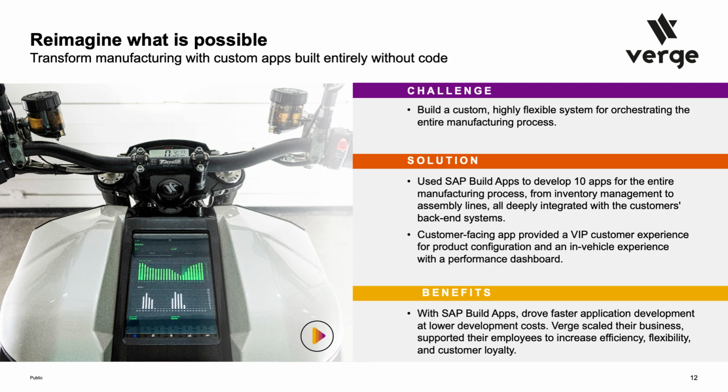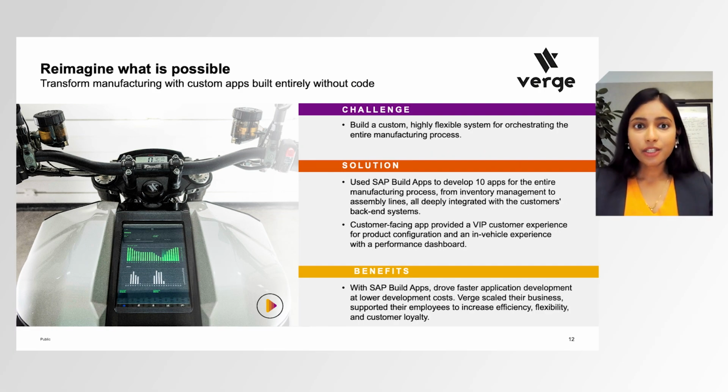Now that we have had a good introduction to SAP Build Apps, let's see how our valuable customers are using our product. Verge, an electric motorcycle manufacturing firm, has been transforming their manufacturing sector with custom apps built entirely without code. They used SAP Build Apps to develop 10 applications for the entire manufacturing process, right from inventory management to assembly lines, all deeply integrated with the customer's backend system. The customer-facing app provided a VIP experience for product configuration and an in-vehicle experience for performance dashboard.